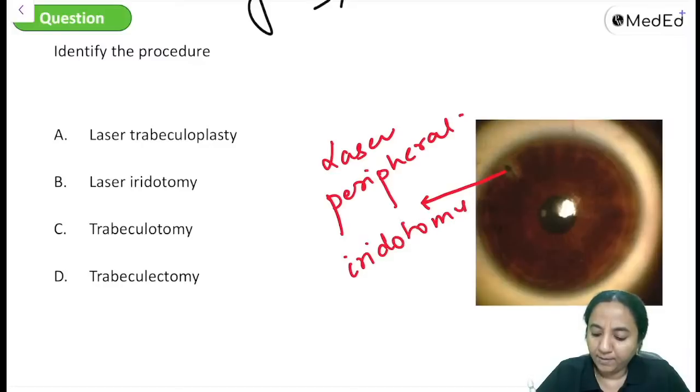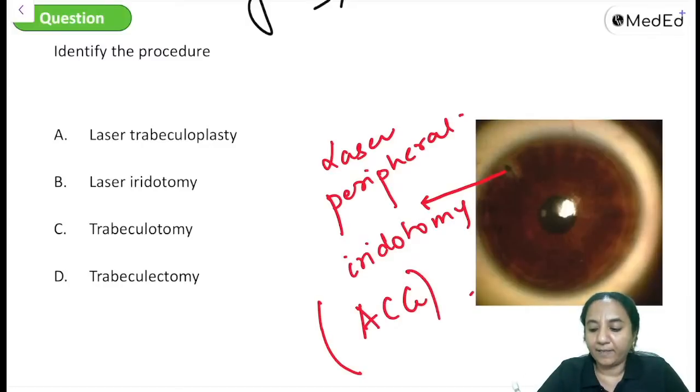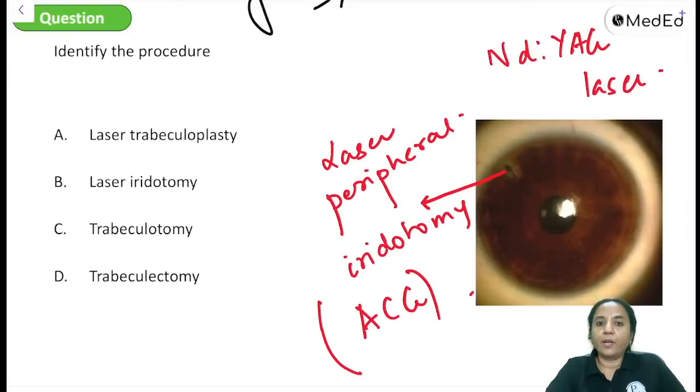Where do you do this? This is done in angle closure glaucoma, ACG, and it is done with which laser? It is done with ND-YAG laser. So this is a ND-YAG laser peripheral iridotomy, which is done for angle closure glaucoma. Correct. So this is laser PI. Simple but commonly asked image.